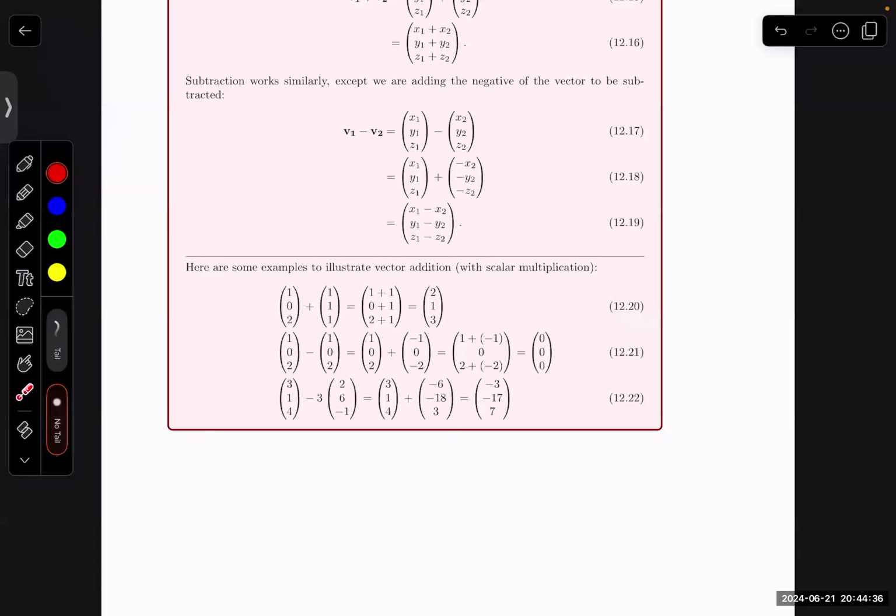Okay. Afterwards, we talked about how we can scale vectors, which is simply multiplying all components by whatever number you want to multiply by. Flipping a vector or finding a negative vector is done by multiplying every component by -1. The last thing that we just talked about is how we add or subtract vectors. We just add or subtract them component-wise. Okay.